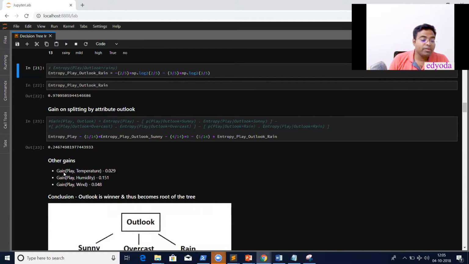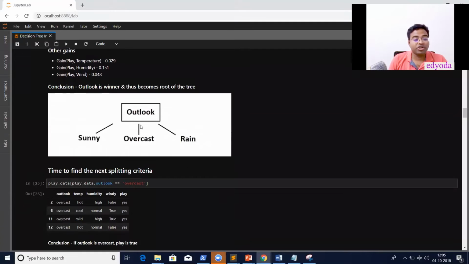In a similar way we'll be calculating for temperature, humidity, and wind, and these are the information gains. As we can see from these values, the information gain on splitting by outlook is the most, right? So that is where our decision will be based, on this outlook. So this is the tree that is generated now.